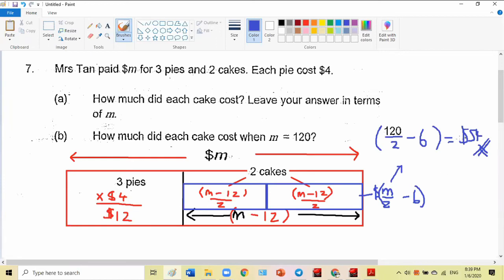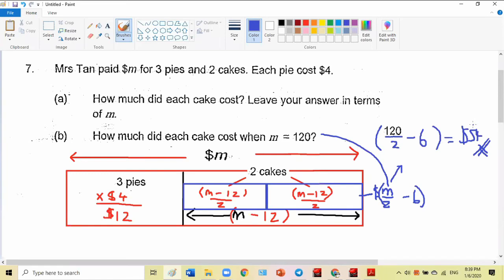Anyway, the first one: when M equals 120, all you need to do is replace the 120 into here. Then it's written as 120 divided by 2 minus 6. Put your calculator, 54.